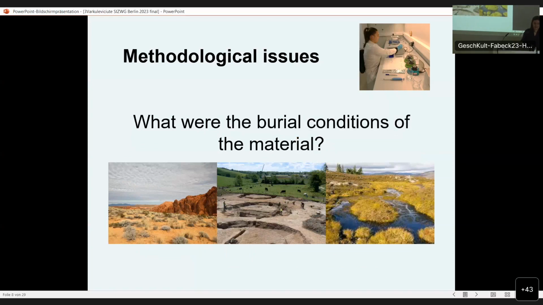And lastly, what are the burial conditions of the material? Because that could have a significant impact on the diagenetic alterations that happen, as well as the sort of contamination that could affect the sample. And it hasn't really been systematically addressed, and we are starting to try to tackle that idea.